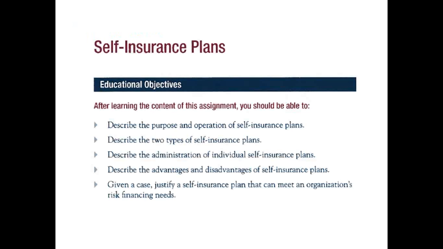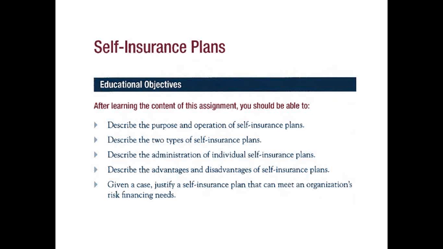So for tonight, the objectives that we do have on here: be able to describe the purpose and operation of a self-insured plan, and then also be able to describe 2 types of self-insured plans, and then describe the administration of individual self-insured plans, and be able to talk about advantages and disadvantages, and finally a case study.